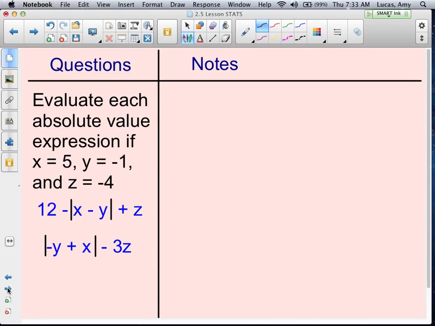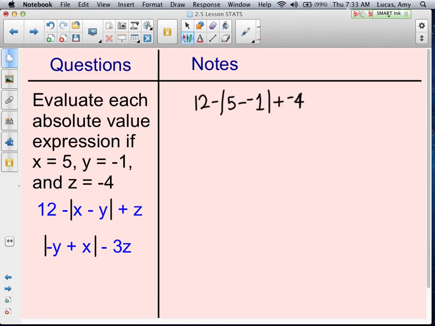Okay, two more with a little bit more going on. If I plug in 5 and then minus y, that means minus -1. And then plus z, which is -4. This is a little tricky. When you plug in a negative number, you may want to put it in parentheses. You don't have to, but sometimes it helps.